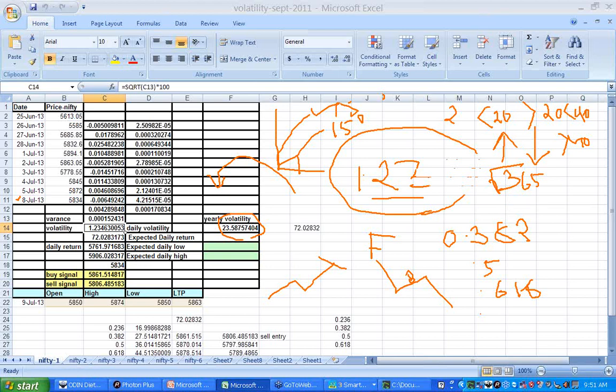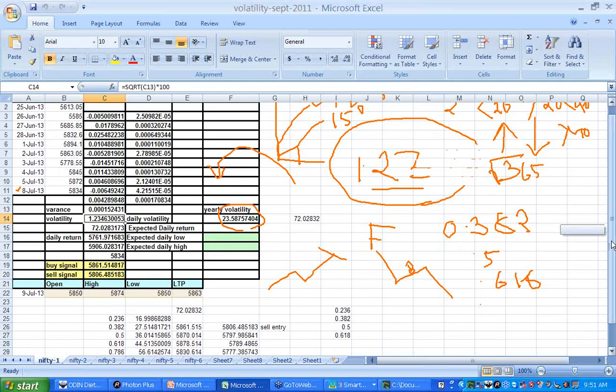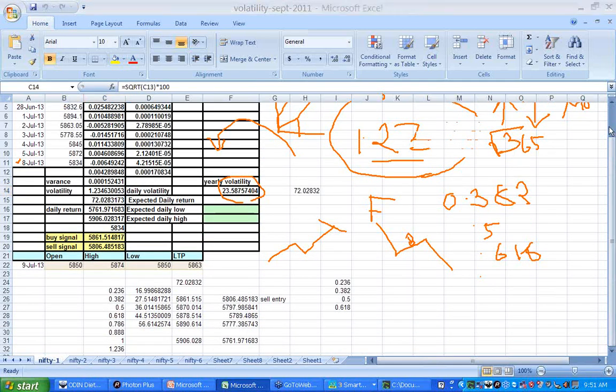So now, once we have the volatility, how can we use this volatility? Volatility is nothing but it says how much oscillation you can get for this particular day, 1.23. So in pricing terms, on 9th July, you are expecting 72 points of price oscillation. This 72 will be considered while applying the Fibonacci, Gann and Elliott principle.